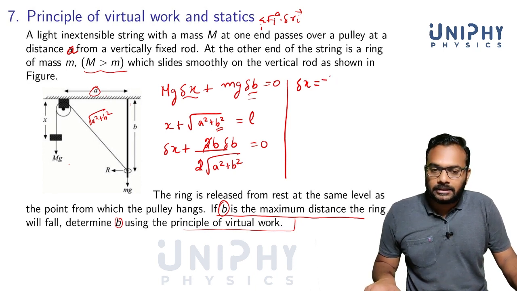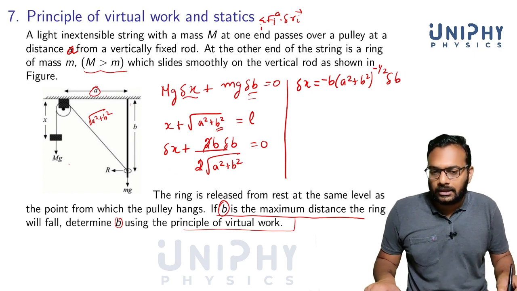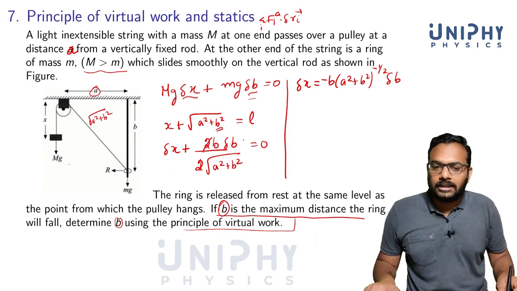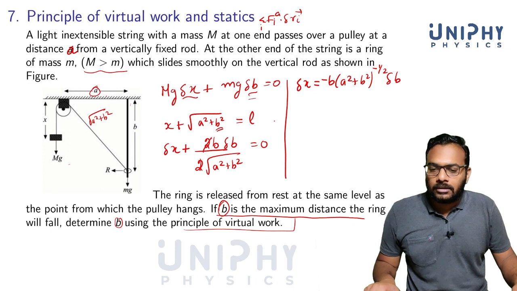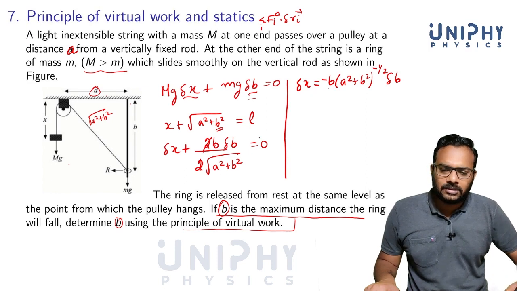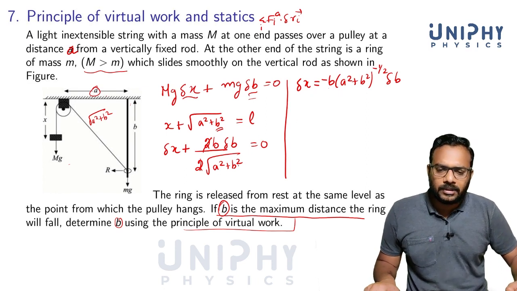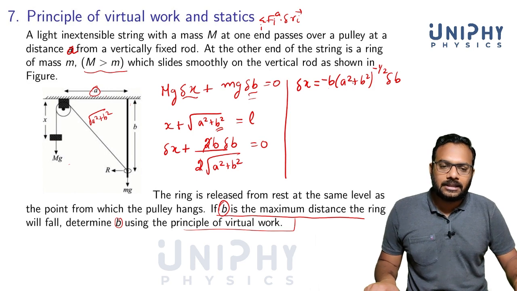Okay, that's minus b (a square plus b square) whole raised to minus 1 by 2 delta b. You just take it to the other side. So delta x is equal to minus b (a square plus b square) whole raised to minus 1 by 2 delta b. This 1 by square root of a square plus b square I have written as (a square plus b square) whole raised to minus 1 by 2.